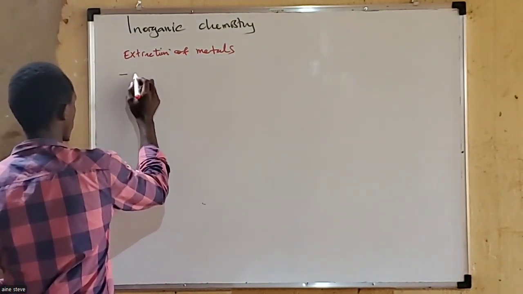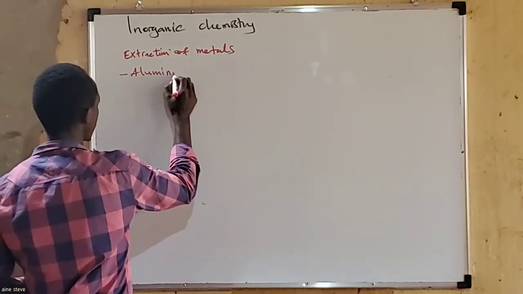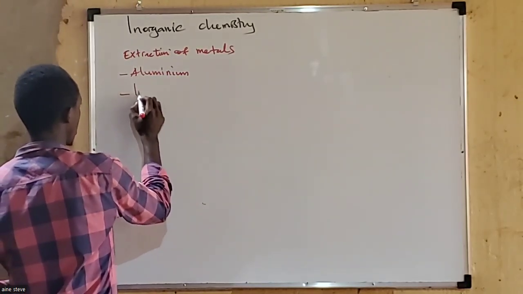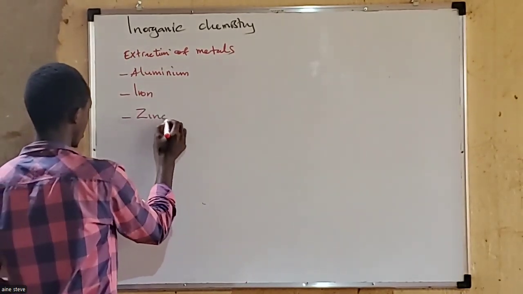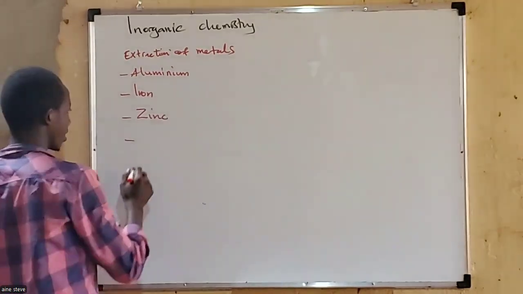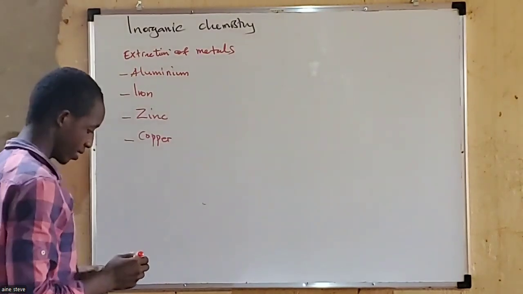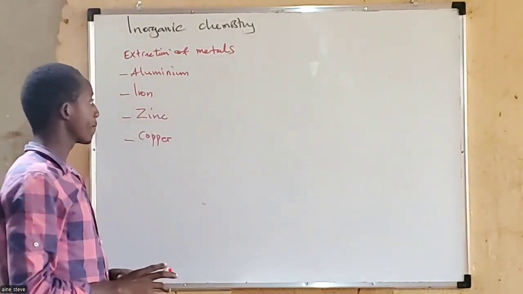Remember, we looked at extraction of aluminium. Look at extraction of iron. Look at extraction of zinc. And lastly, look at extraction of copper. The study of extraction of metals is called metallurgy.